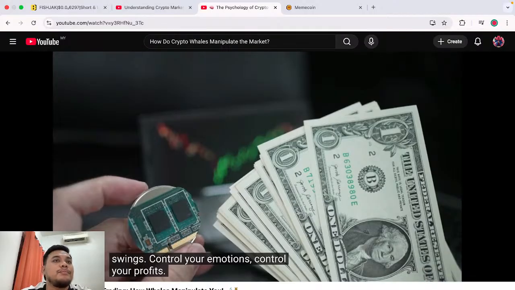Some will sometimes push the price into a liquidity zone where many stop losses are placed. So when they trigger the stops, they absorb those forced sells and then reverse the price back. When you learn to recognize this zone, you avoid being trapped by sudden, unexpected moves.